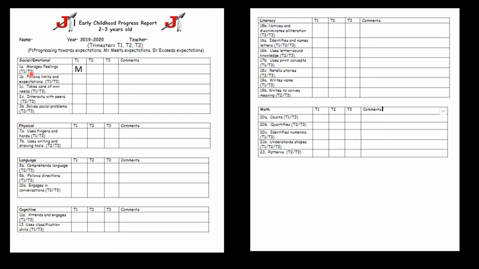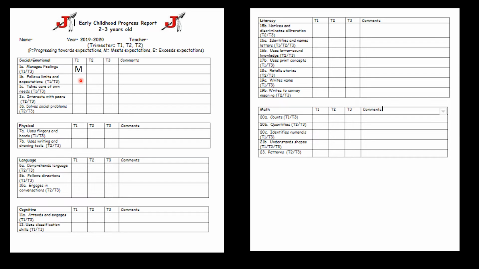Next, the trimesters that each objective will be reported on is indicated in parentheses immediately following the description of the objective. Students' progress on each reported objective will be indicated by a P for progressing towards expectations, M for meeting expectations, or E for exceeding expectations.